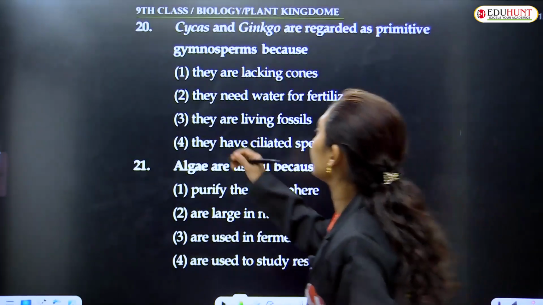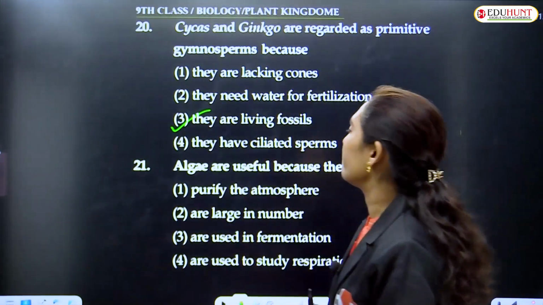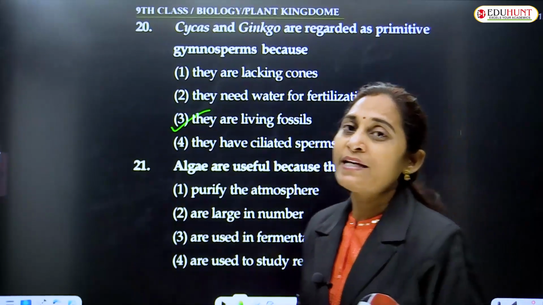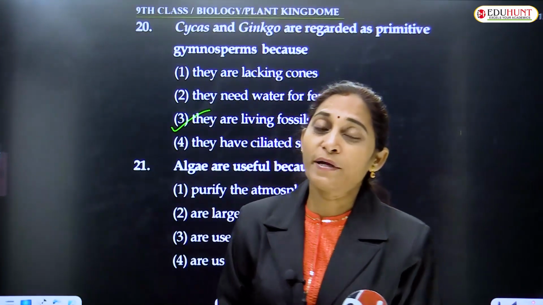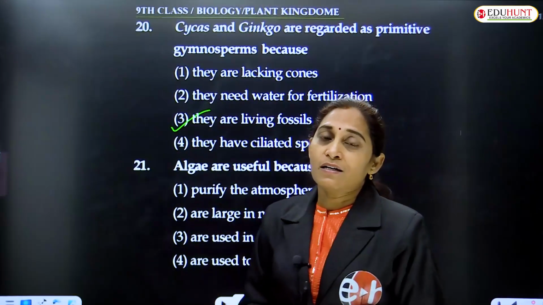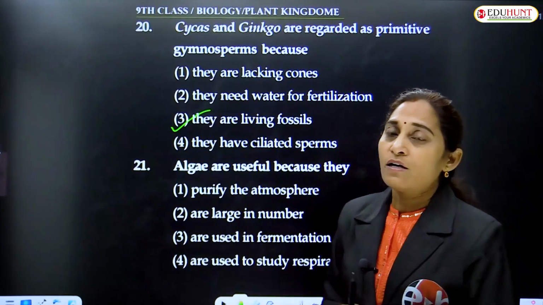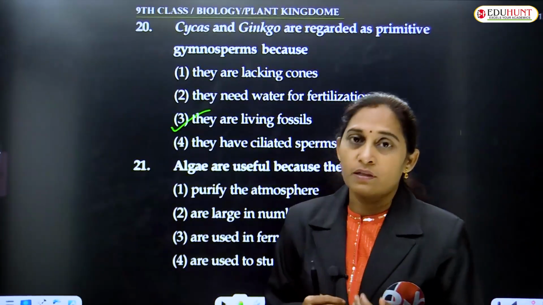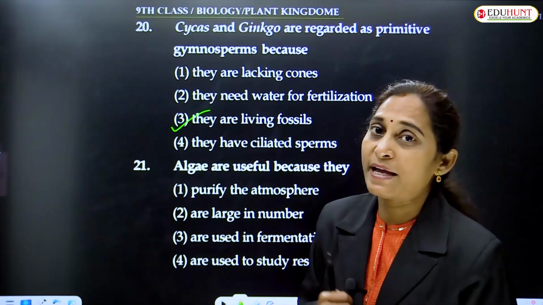Among these four, they are considered as the living fossils because they remain unchanged for longer periods, while the other species have become extinct.